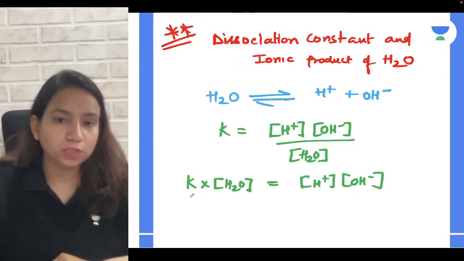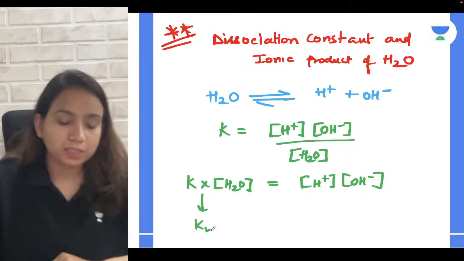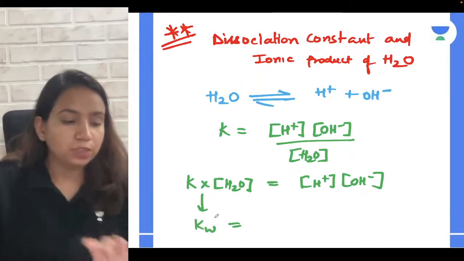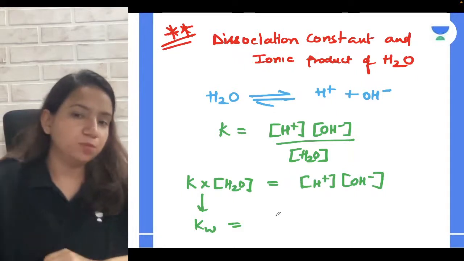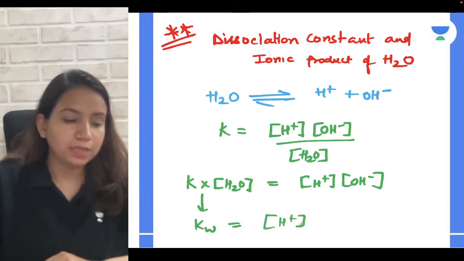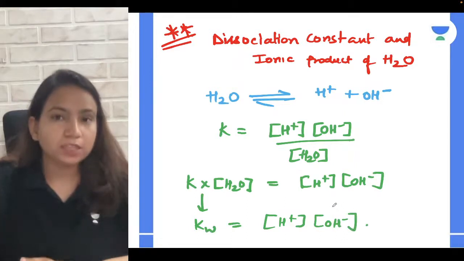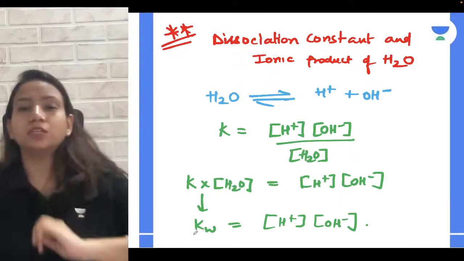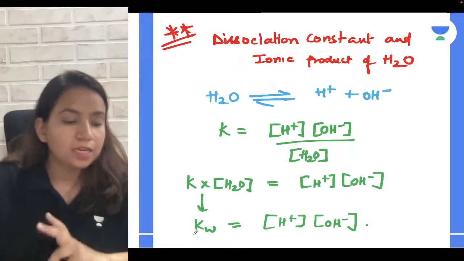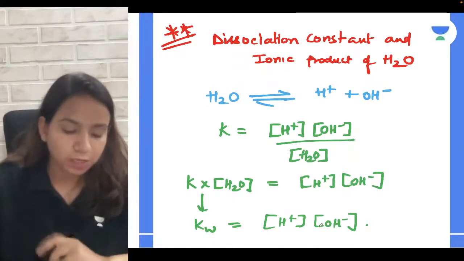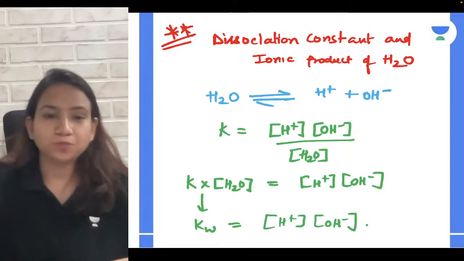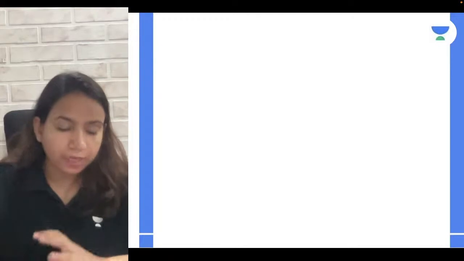So K into water concentration, can I consider as a separate dissociation constant Kw? So K into water I consider as Kw, which is equal to H plus and OH minus ion concentration. So Kw is a dissociation constant and it gives us the ionic product of water, which is H plus ion concentration into OH minus ion concentration. Very simple. Everyone able to relate with it?